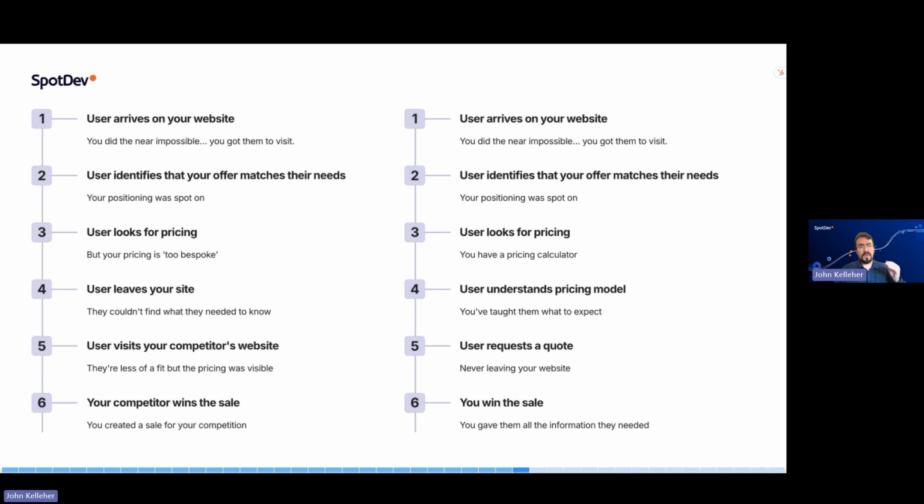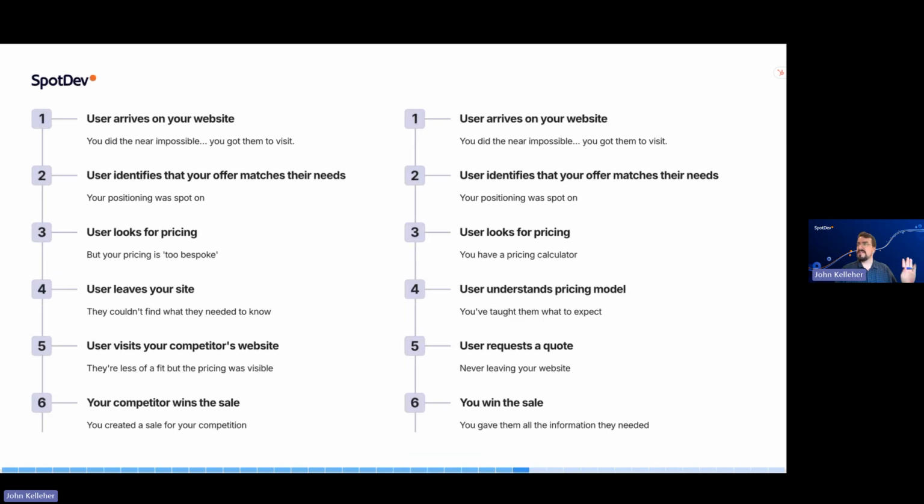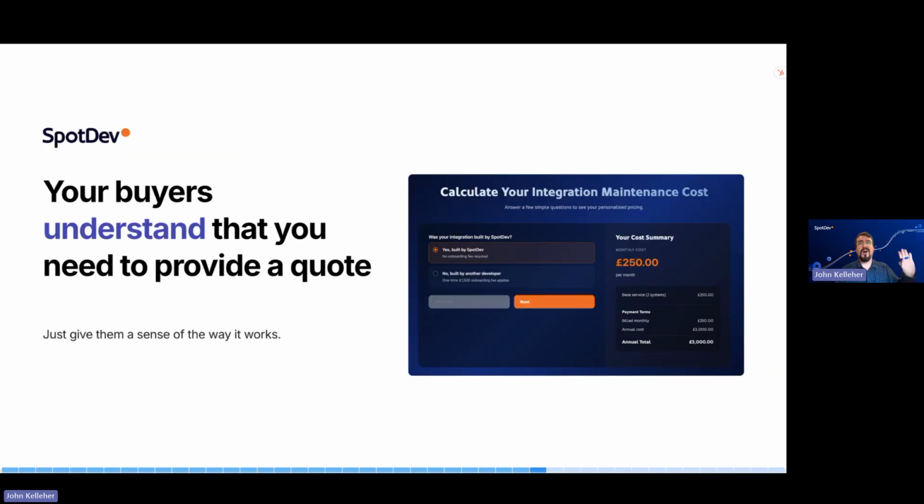So the point I want to make on top of this is, I spoke about that sense of your user understanding your pricing model because you've taught them what to expect. Your buyer understands that you still need to provide a quote. They're not the expert in your business. They've just used your calculator to get a rough sense of what something could cost.